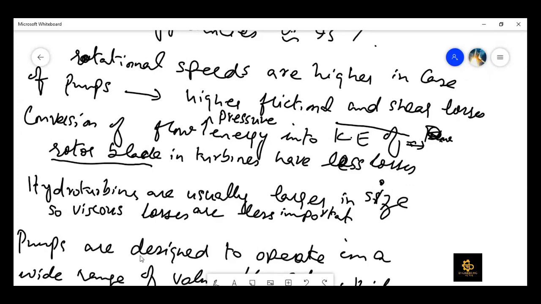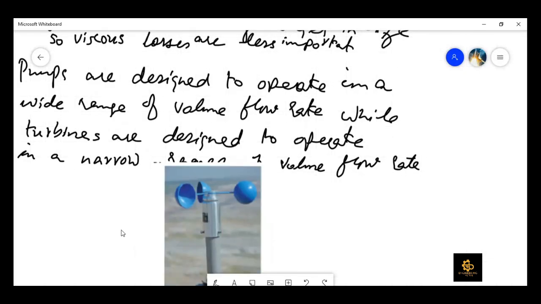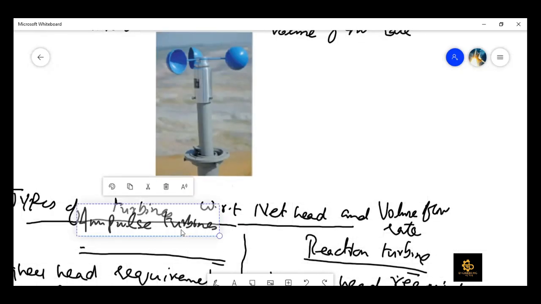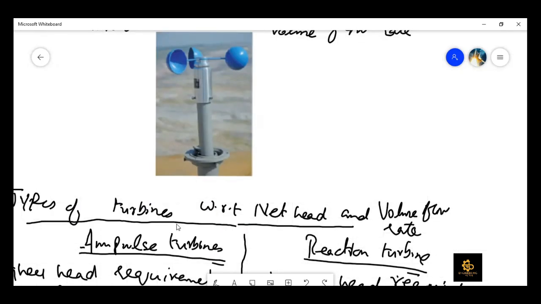After that, we discussed that there are many application areas of turbines. One is volume flow rate measurement, but that is of quite limited scope. Majorly, we use it for the generation of electrical energy, electrical power, right? Electricity, basically. Then we discussed the types of turbine with respect to net head and volume flow rate.